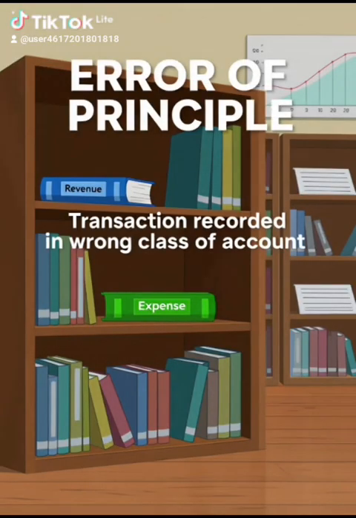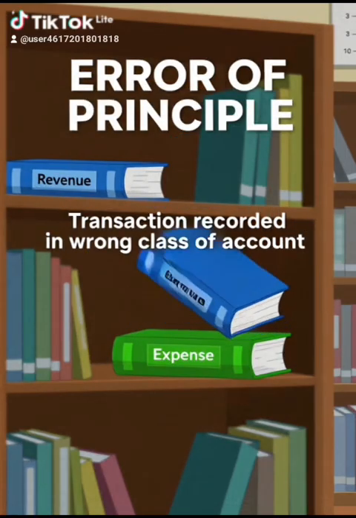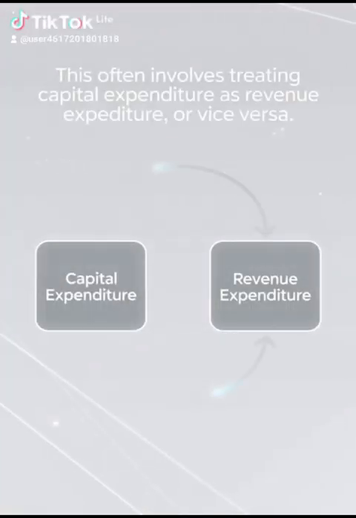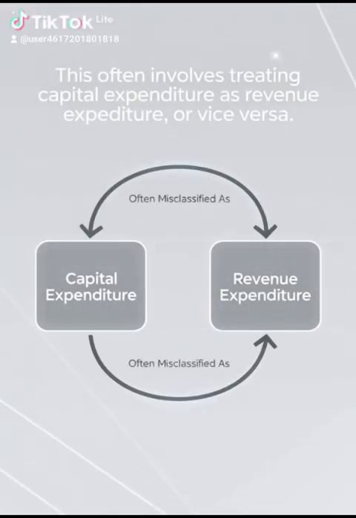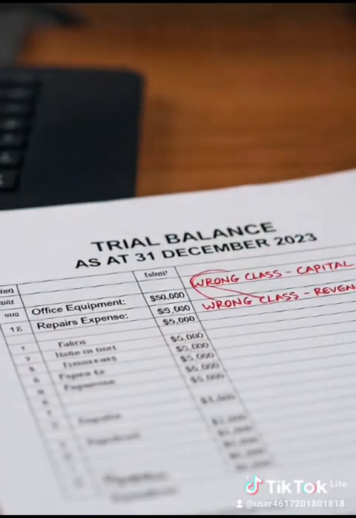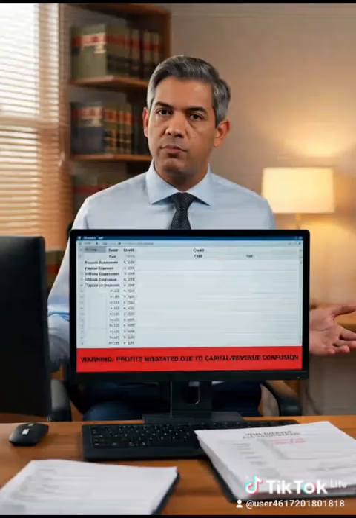An error of principle occurs when a transaction is recorded in the wrong class of account. The amount is correct, but the accounting principle is violated. This often involves treating capital expenditure as revenue expenditure, or vice versa. For example, a motor van costing 100,000 Ghana cedis is debited to the purchaser's account instead of the motor van account. The trial balance still agrees, but profits are misstated. Wrong class of account, capital versus revenue. An accounting principle has been violated.